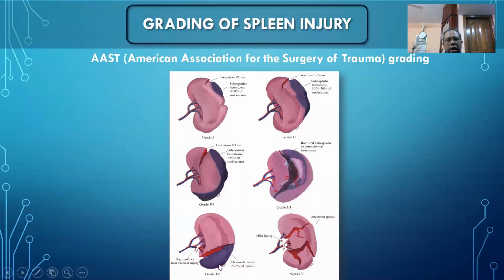So it can be treated as a grade 3. And grade 4, look, the blood supply: there is a segmental artery there. One of the segmental arteries is injured, avulsed, so there is bleeding from the artery, and that area becomes infarcted and devascularized, which is more than 25% of the spleen. Then it is treated as a grade 4. And grade 5 is when there is a shattered spleen, with multiple lacerations throughout the various surfaces of the spleen. Then it is called grade 5.